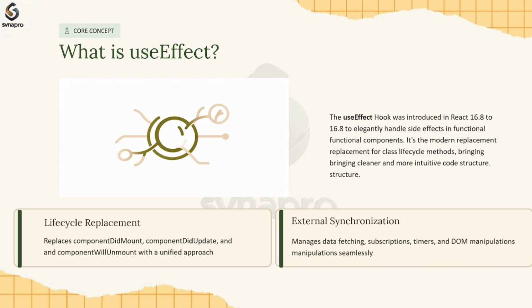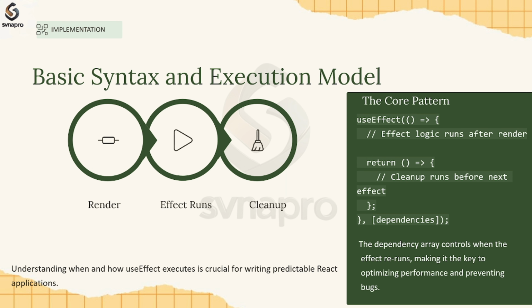Now, what is useEffect? The useEffect hook was introduced in version 16.8, elegantly handling side effects in functional components and serving as a replacement for class lifecycle methods, bringing a cleaner and more interactive code structure. We use useEffect so that we can handle side effects, perform lifecycle methods, and make sure the component renders at the proper time. All these things are achieved by the useEffect hook.